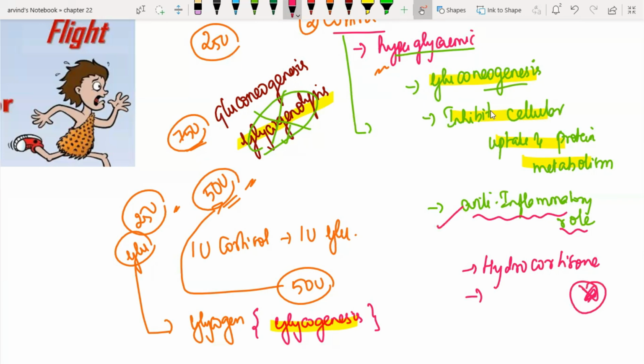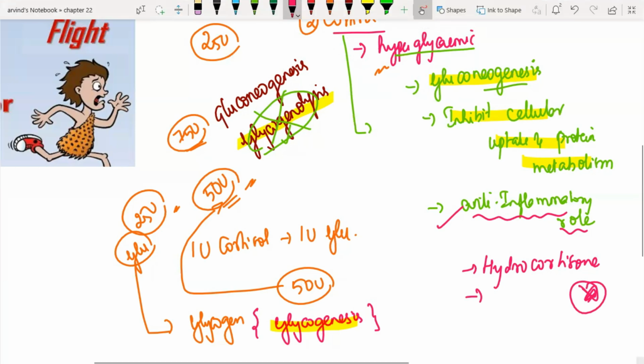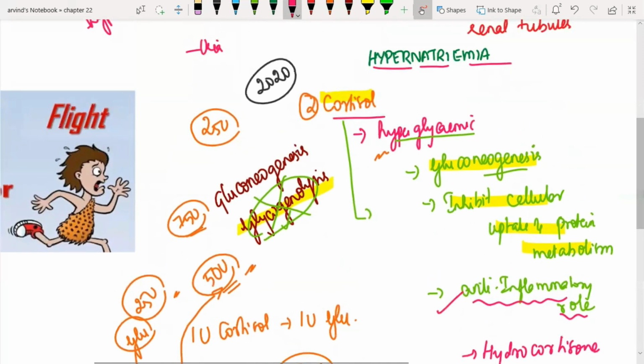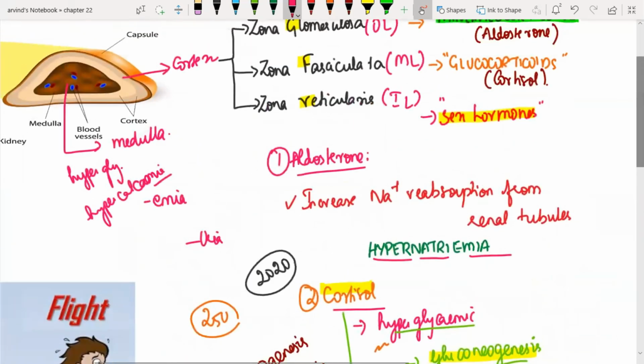These are some points with respect to the adrenal cortical hormones. Now let us talk about adrenal medullary hormones. We have just spoken about aldosterone and cortisol, and about sex hormones we'll be dealing with the gonadal hormones.